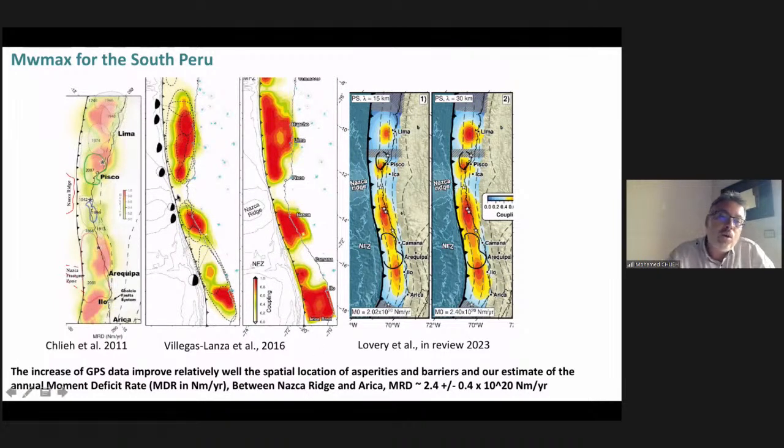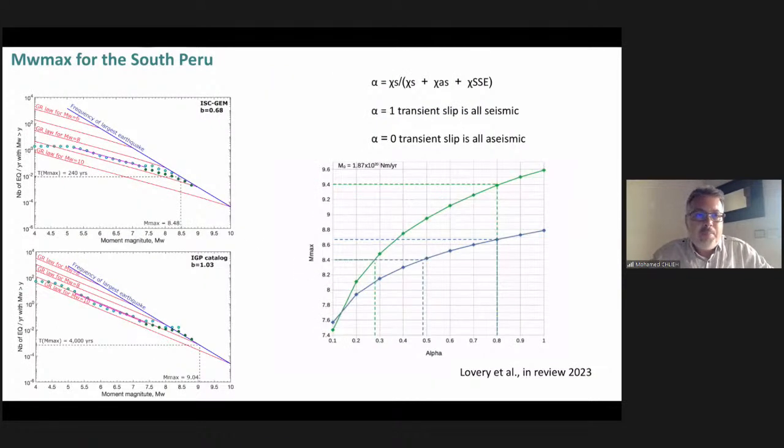But when you look at all these models, you see that the moment deficit rate is always bracketed in a smaller range, and that we have a relatively good estimation of it. It does not change much from the very initial models to the last ones that are better in terms of observation. So this is about the coupling model.